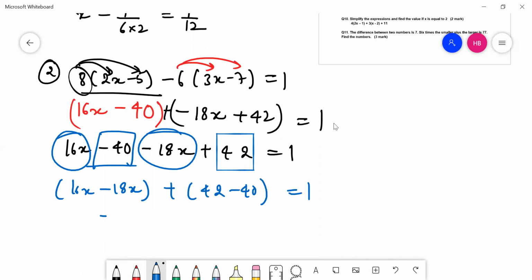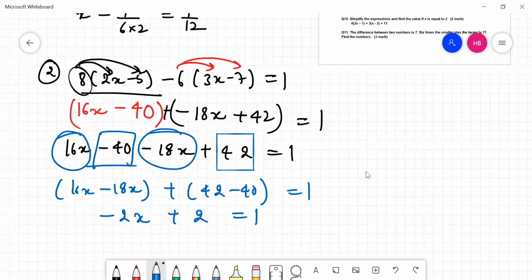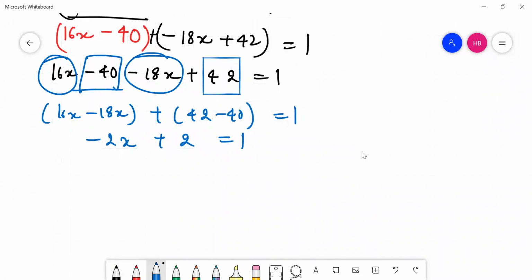So 16x minus 18x will give me minus 2x. Here it will give me plus 2 is equal to 1. Okay, so now what I'm going to do, y minus 2x I've written because 18 is a bigger number. 18 has a minus sign, so 2x will also have a minus sign. 42 minus 40, here 2 plus. Okay, now what I'm going to do, minus 2x is equal to 1.